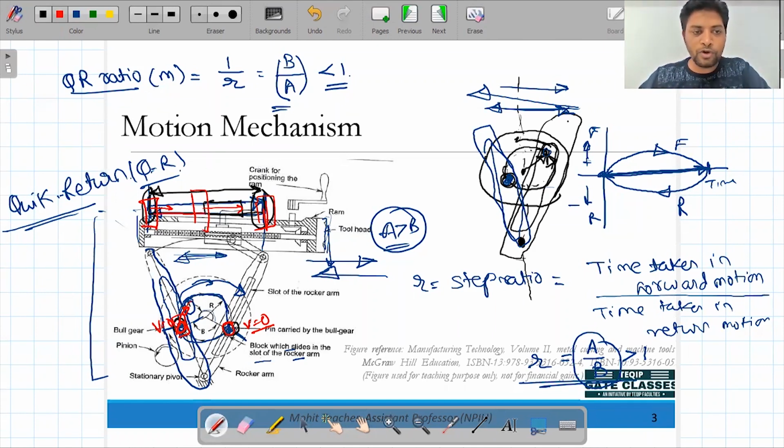So if this is the horizontal path, then we can say that this velocity profile is increasing, it will become maximum and again it will become 0. During the return stroke, we have to move it very fast.